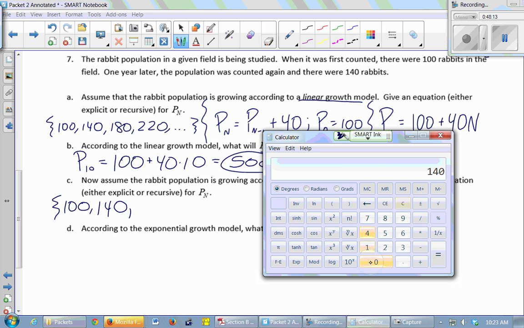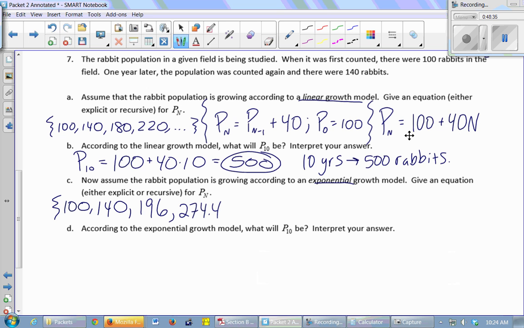So if you do 140 divided by 100, you get 1.4. That's your multiplier, right? So 100 times 1.4 gets me 140. Do it again, times 1.4. That gets me 196. Do it again. 274.4. Don't ask me how there's 0.4 of a rabbit. I don't know. Yeah, so there's my exponential growth list.